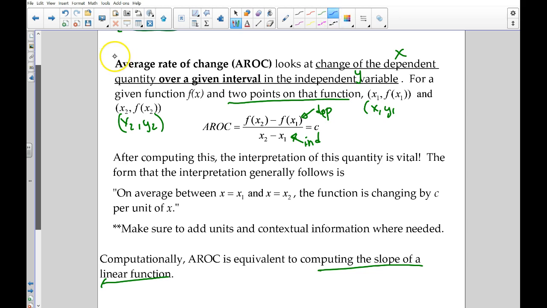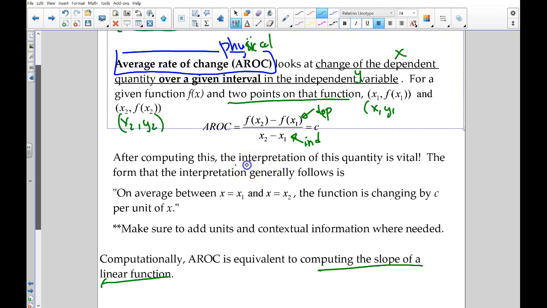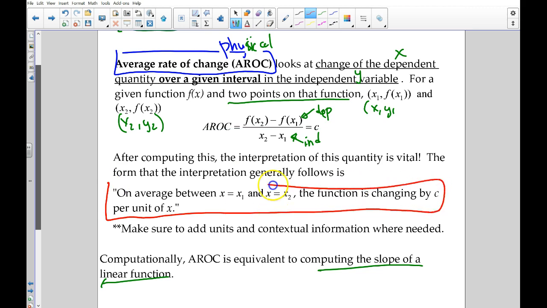However, when we're talking about the average rate of change, these typically deal with physical quantities in the world, such as population, height, weight. And when we have physical quantities, the interpretation becomes vital. That interpretation follows something usually pretty similar to this.